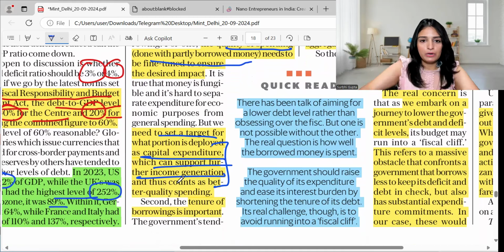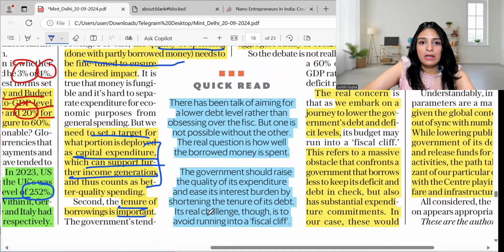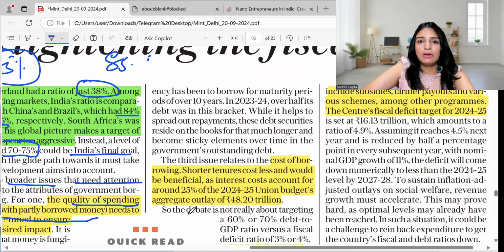The second thing we need to focus on is the tenure of borrowing. It should not be borrowed for over 10 years and not paying. Tenure of borrowing should be short. In 2023-24, over half of its debt was in this bracket. While it helps to spread out repayments, these debt securities reside on the books for that much longer and become sticky elements over time in the government's outstanding debt.